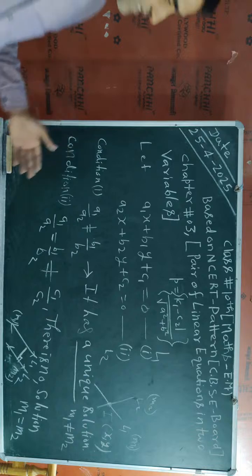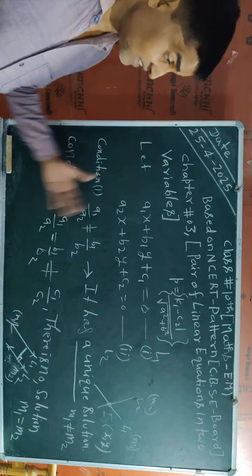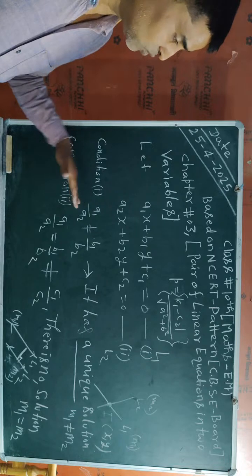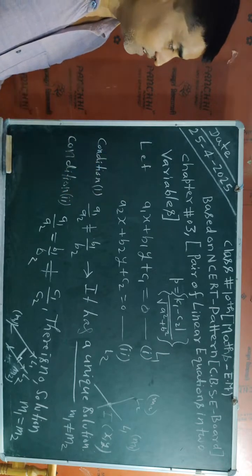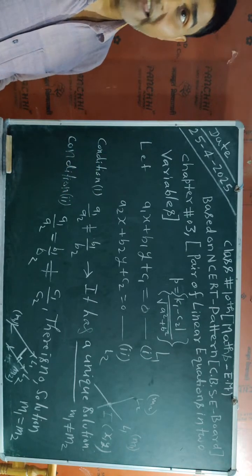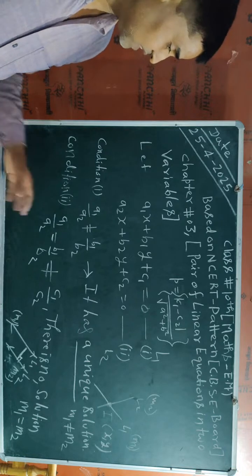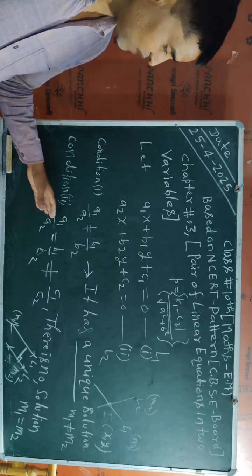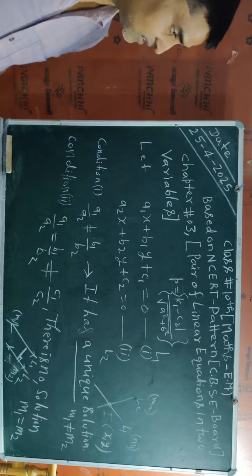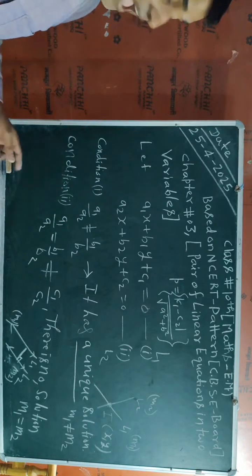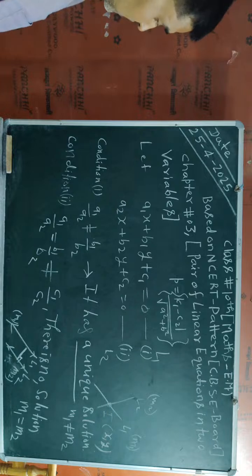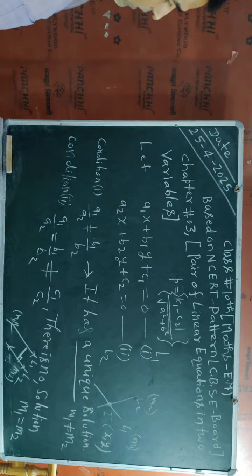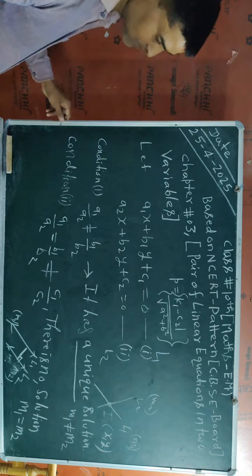If first line is the same as second line, it means the first line overlaps the second line. It means that there will be infinite numbers of solutions, and in the case of infinite number of solutions, I will write the third condition. And third condition, student has to remember very well. Okay, student. So now I am going to write step number 3, that is, condition number 3.